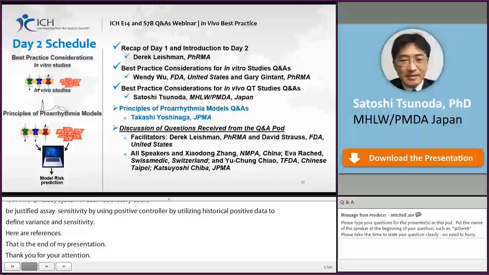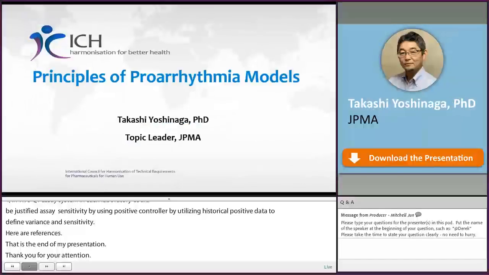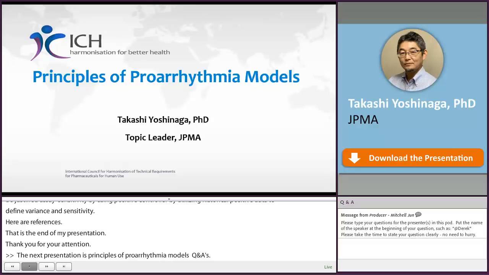Next presentation is Principle of Proarrhythmia Model Q&As. I'm Takashi Yoshinaga, a topic leader of JPMA. I'd like to talk about principles of proarrhythmia models.